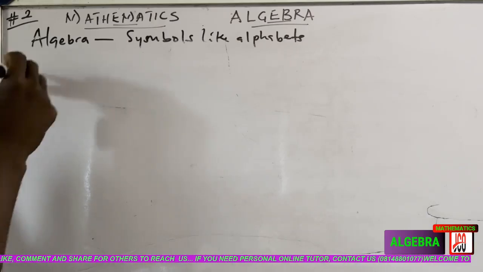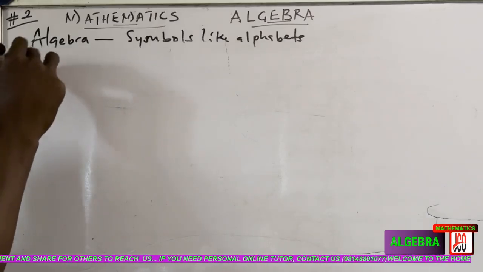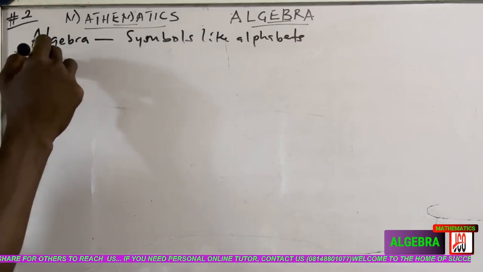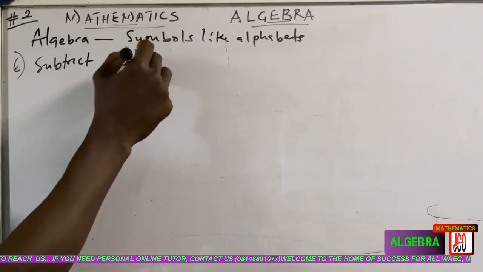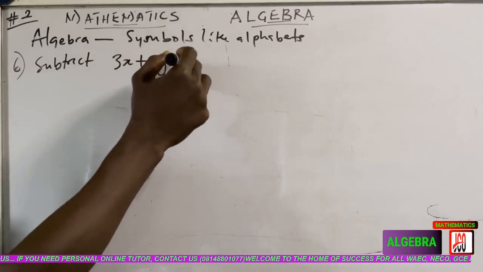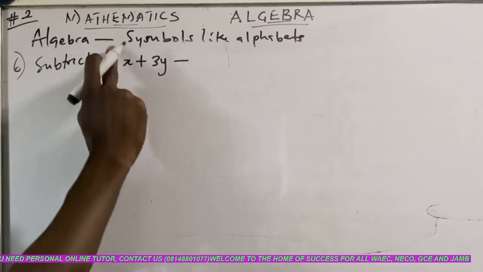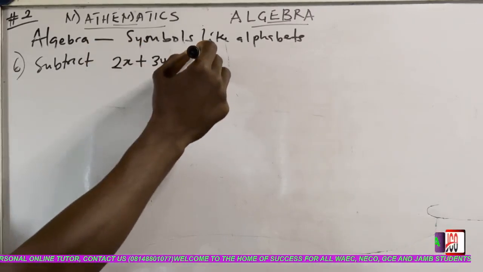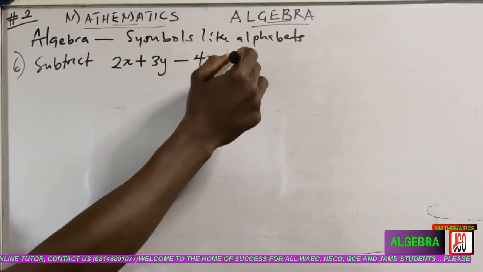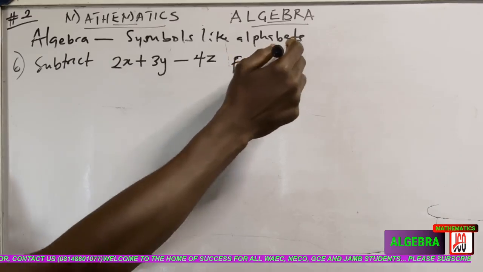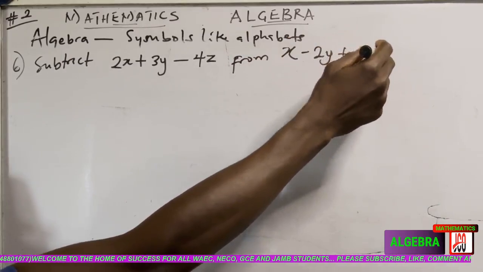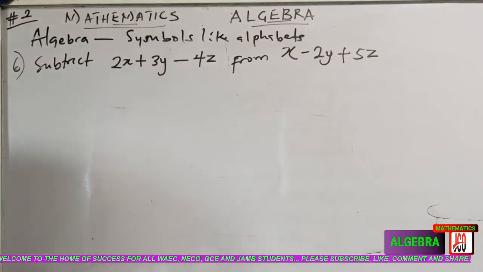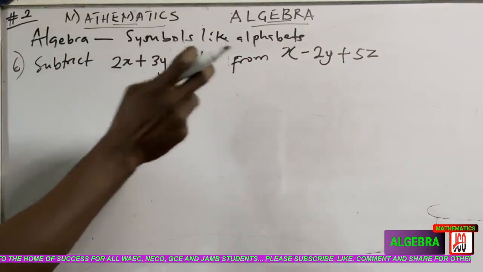All right, let's go on further to question number 6. Question 6 says: subtract 3x plus 3y, subtract 2x plus 3y minus 4z from x minus 2y plus 5z. Observe the question very well. They say you should subtract this from that.